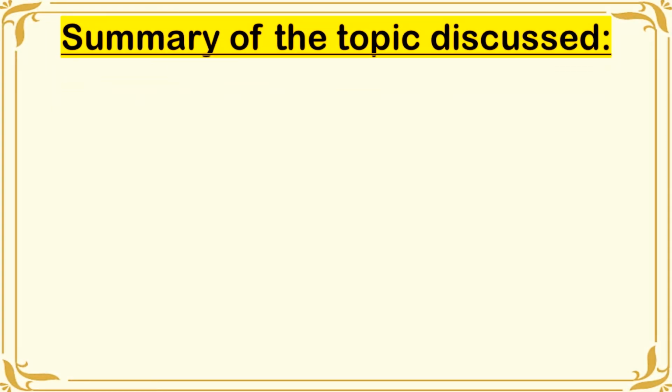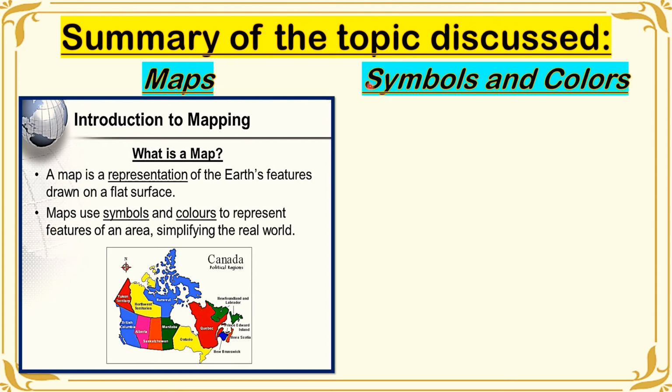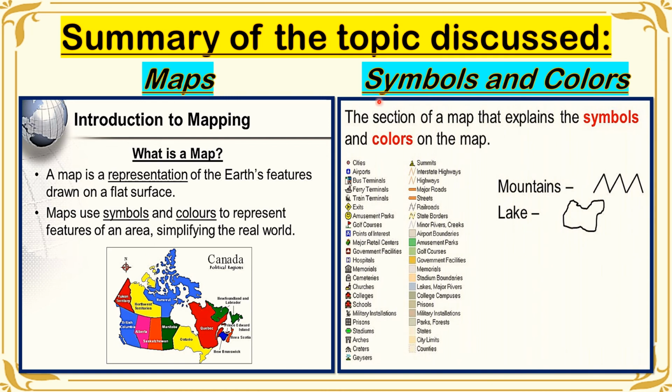Now, class, just the summary of the topics that we have discussed. So the first one, maps. So map is a representation of the Earth's features drawn on a flat surface. So we use symbols and colors in maps to represent features of an area, simplifying the real world. The second topic that we have discussed are about symbols and colors. So the section of a map that explains the symbols and colors on the map is called the legend or the key. So these are some examples of symbols and some examples of colors used in maps for people to easily understand what the map is trying to show and tell us.